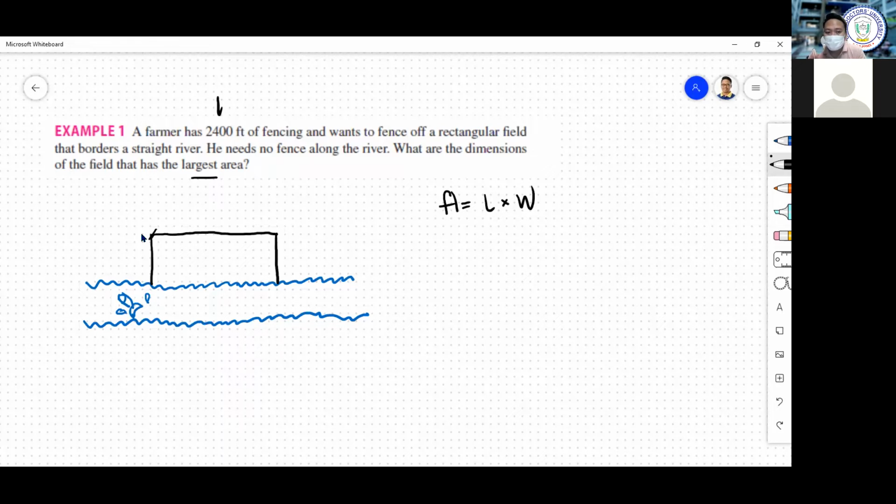But the thing is, what I'm trying to ask is, I'm talking about the 2,400 feet. What do you think? What model can you think of that we can relate to that? Very good, Moises. Perimeter. Perfect.